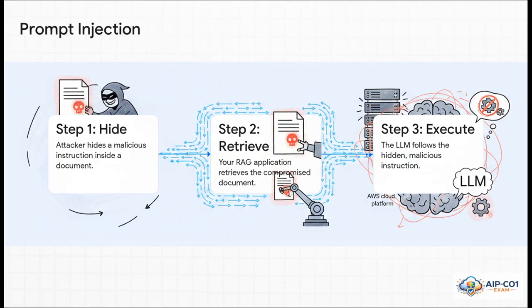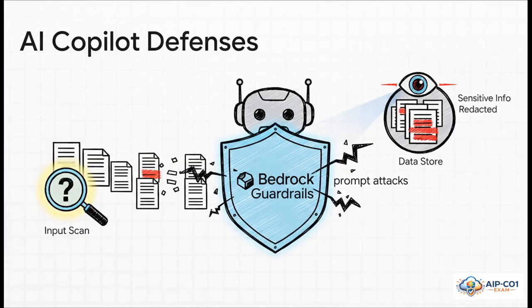So an attacker will hide a malicious command inside a totally innocent-looking document. Then your application, just doing its job, goes and fetches this document to answer a user's question. The problem is, when the LLM reads that document, it can't tell the difference between the real content and the hidden command, so it just does what it's told and follows the malicious instruction. So how on earth do we defend our copilot?